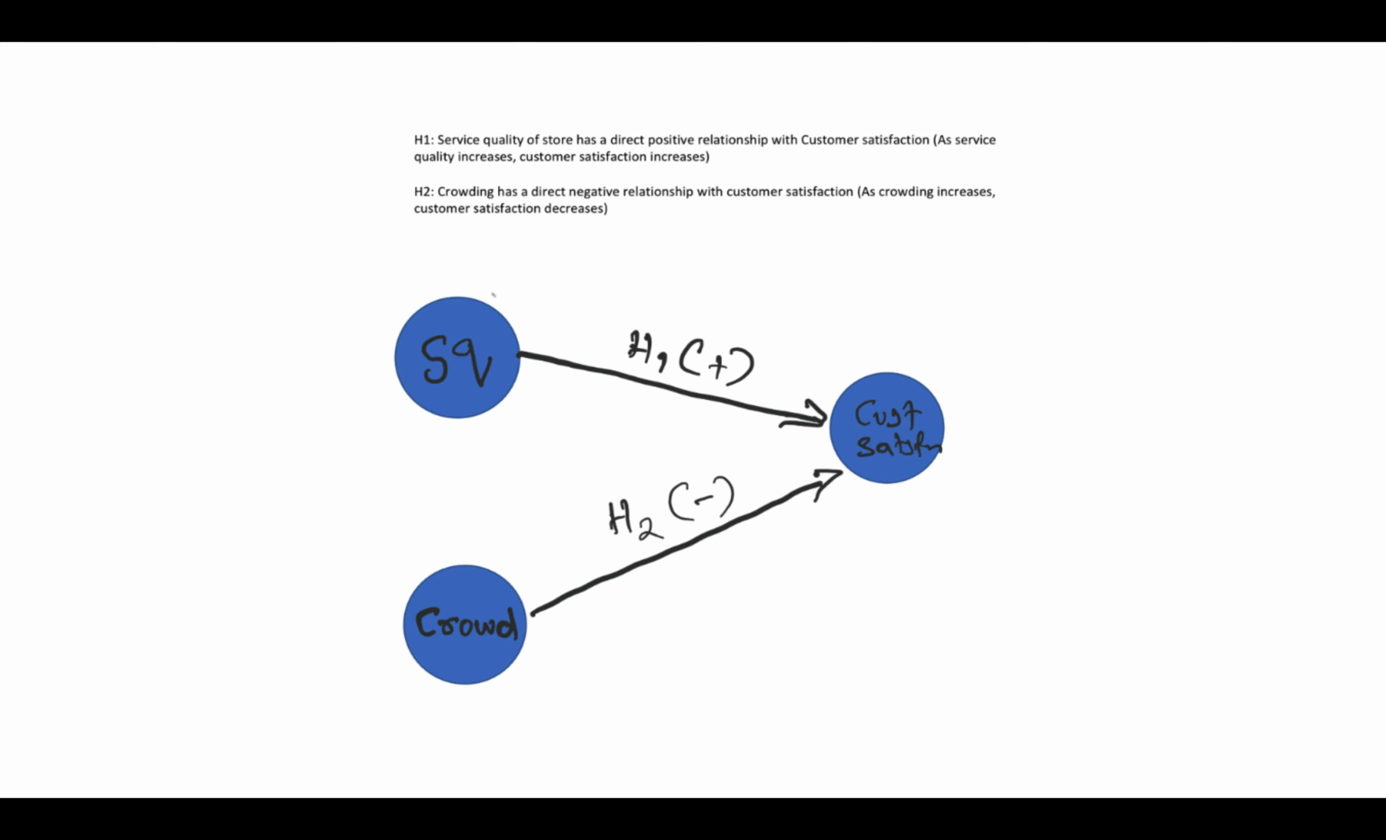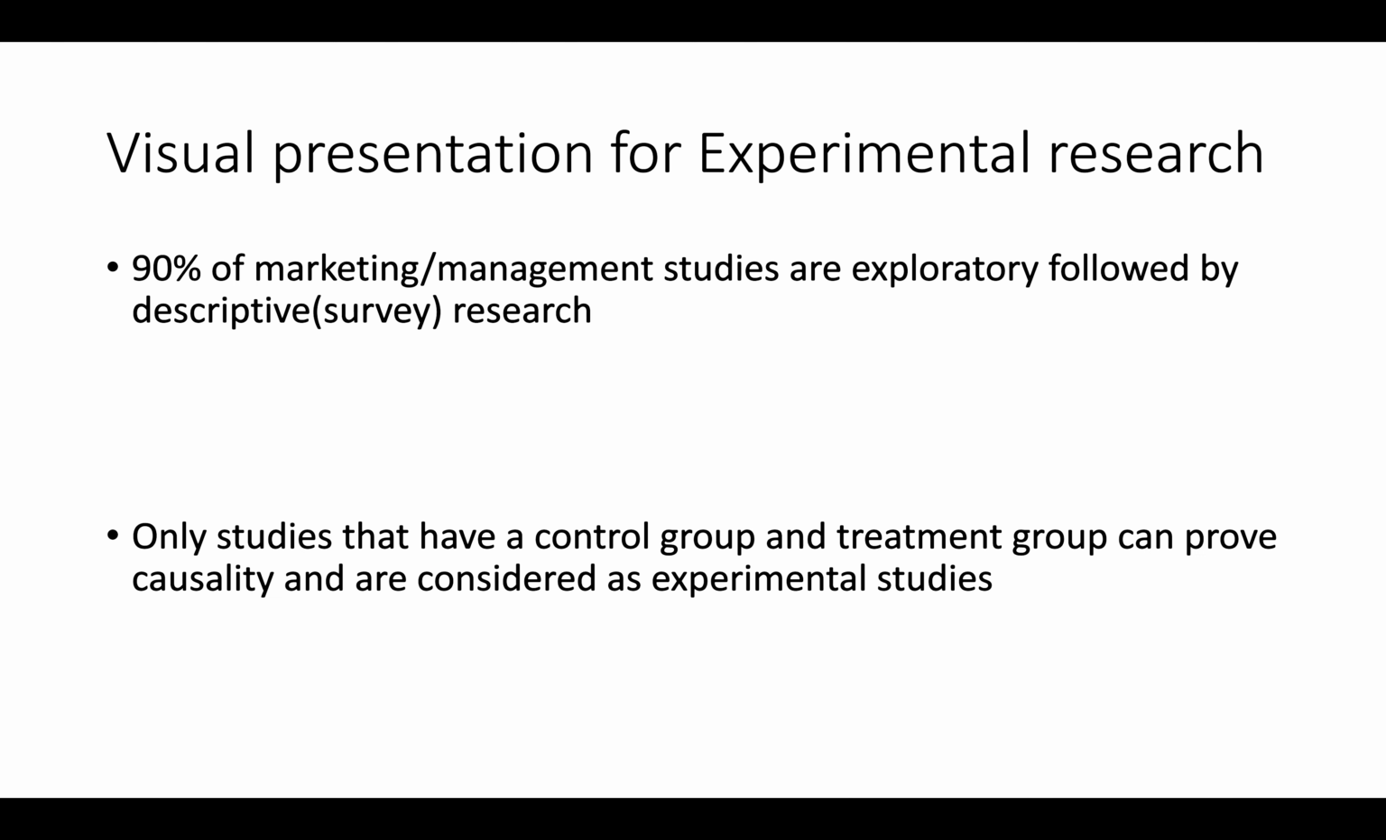So if you want to improve customer satisfaction, we have to increase service quality and decrease crowding. So this is what we come up with as a problem definition statement for a descriptive research type of study, and visual presentation for experimental research. So like doing an experiment.